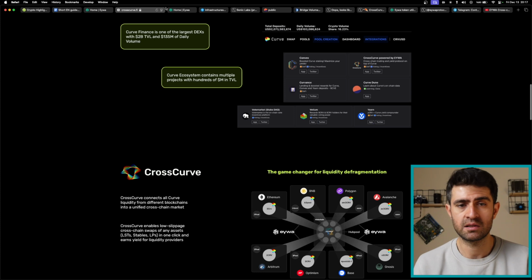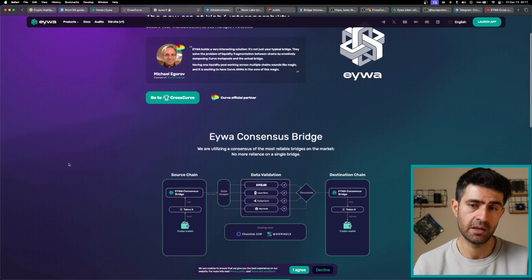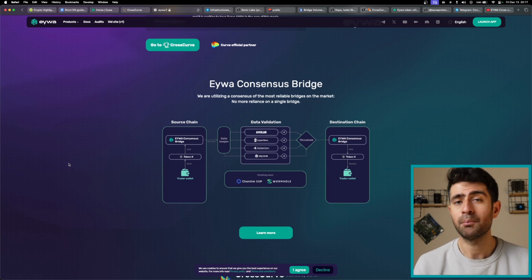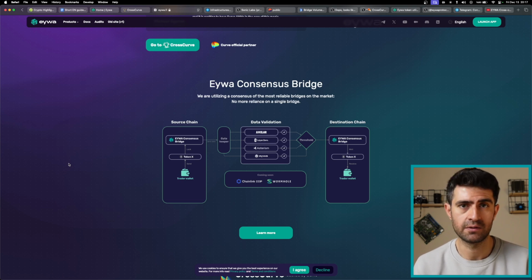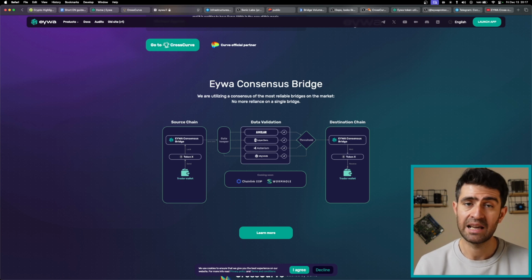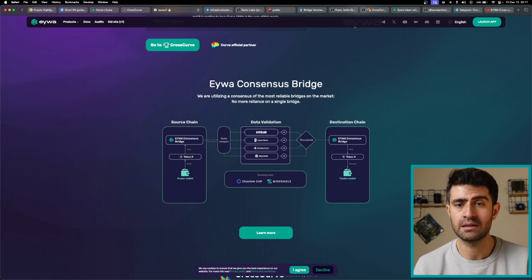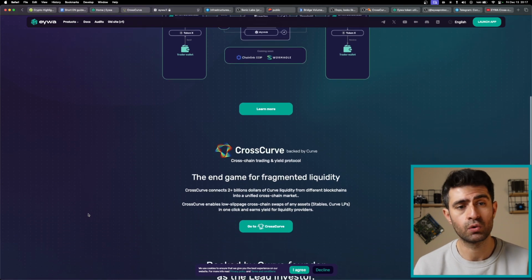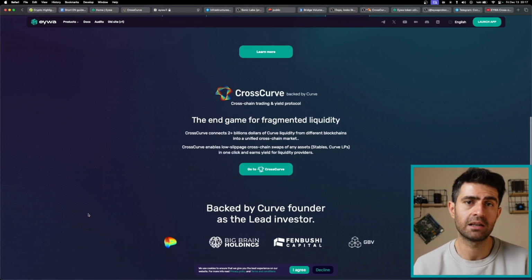A new era of Web3 interoperability: the consensus bridge. The EYWA consensus bridge is another cornerstone of the project, addressing the vulnerabilities of traditional cross-chain bridges. By employing a consensus of the most reliable bridges, EYWA enhances the security and efficiency of cross-chain transactions. Key benefits include no reliance on a single bridge, minimizing risks, data and fund protection through a decentralized consensus mechanism, and seamless integration with Curve tokens such as CRV and crvUSD, further solidifying its role as Curve's official aggregated bridge.